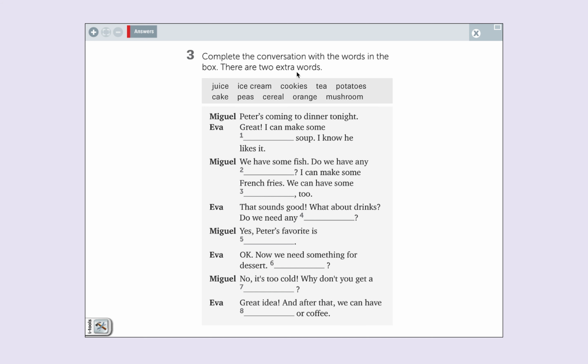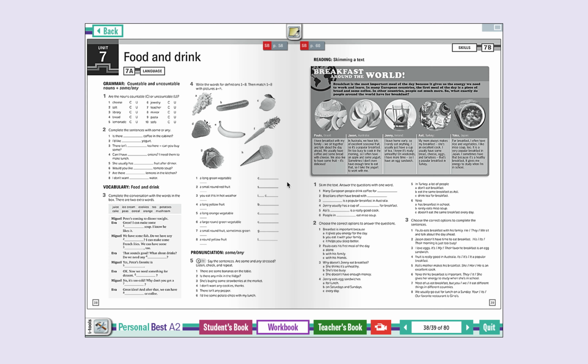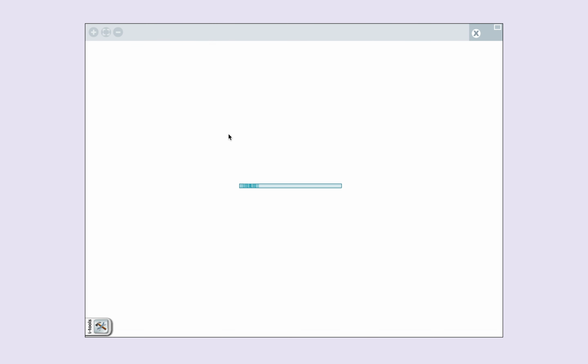There are 2 extra words. Eso es muy importante. Hay 2 palabras que te van a sobrar. O sea, 2 de aquí no las tienes que poner. Así que pon mucha atención. Okay, very good. And now, the fourth activity.